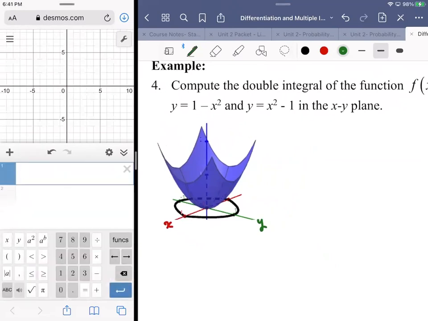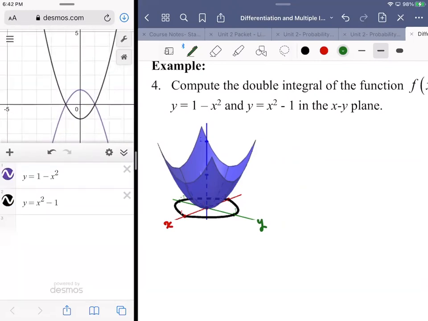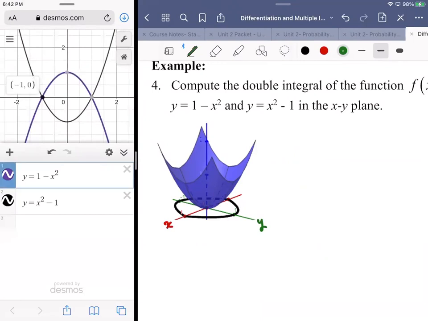y equals 1 minus x squared. That's one parabola. And y equals x squared minus 1. All right. The intersection of those two functions is going to establish the outermost bounds. So now you can create a restriction on this. It's going from -1 to 1.